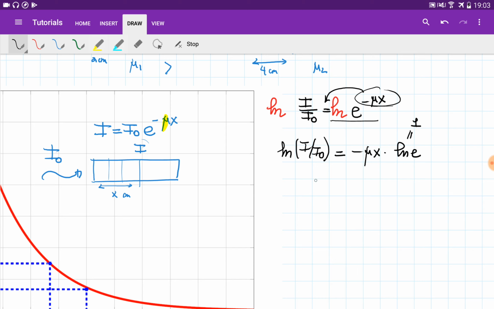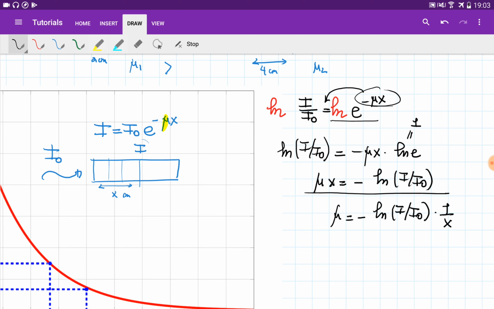So what I have here is mu x is equal to minus ln of I over I0. If I would like to find mu, the attenuation coefficient, I just need to use the formula: minus ln of I over I0 multiplied by 1 over x. From this equation, I'm just dividing both parts by x, and I'm finding this formula for mu. Good. So this is the general formula for finding mu.